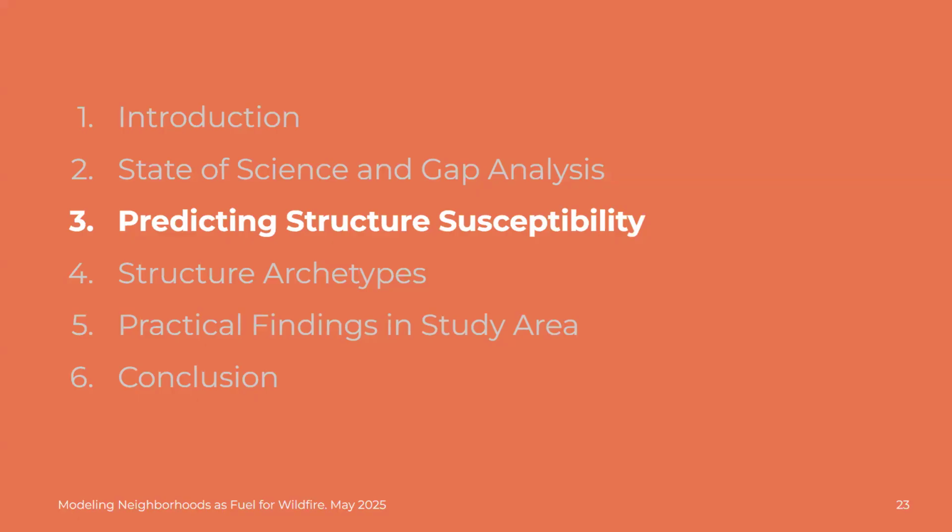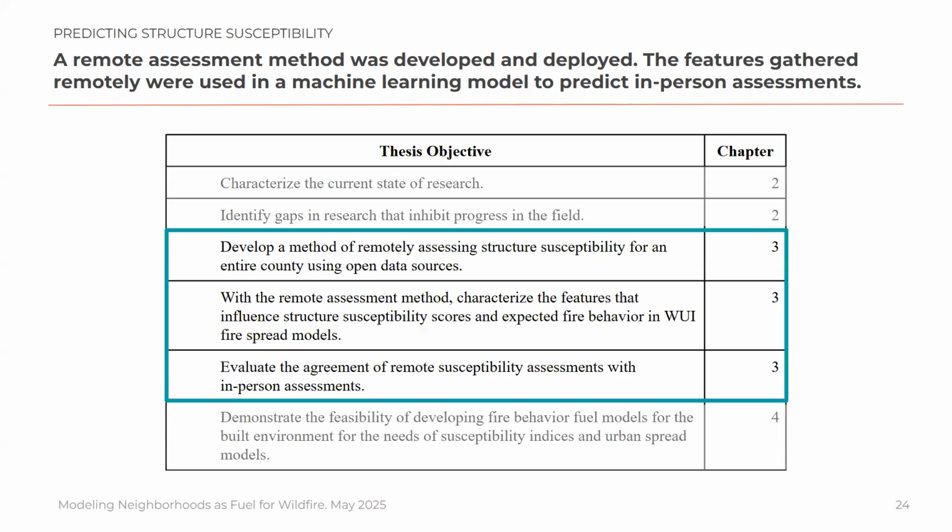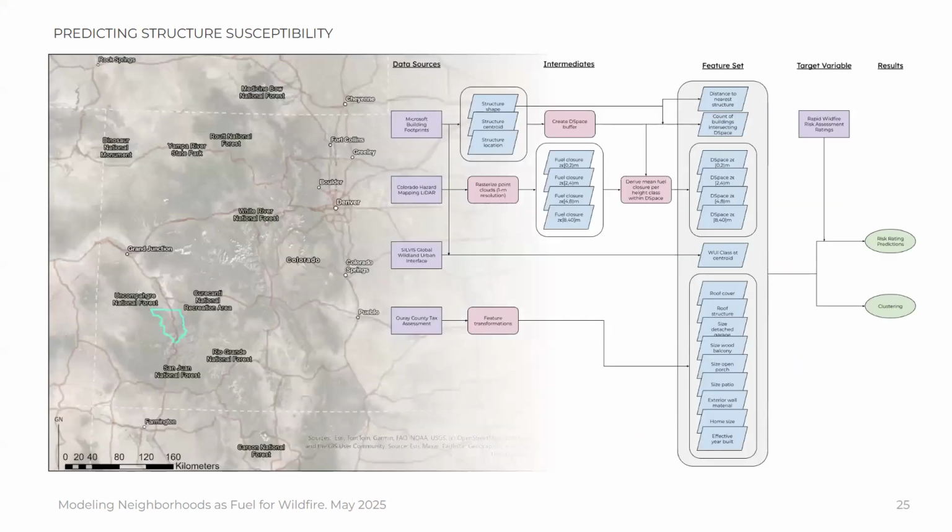So with that feature set and that gap analysis, the next step was to implement it and try to predict field assessments of structure susceptibility. And that was the objective. So this little county, the blue polygon in the southwest corner of Colorado, is Ouray County. That was our study area.